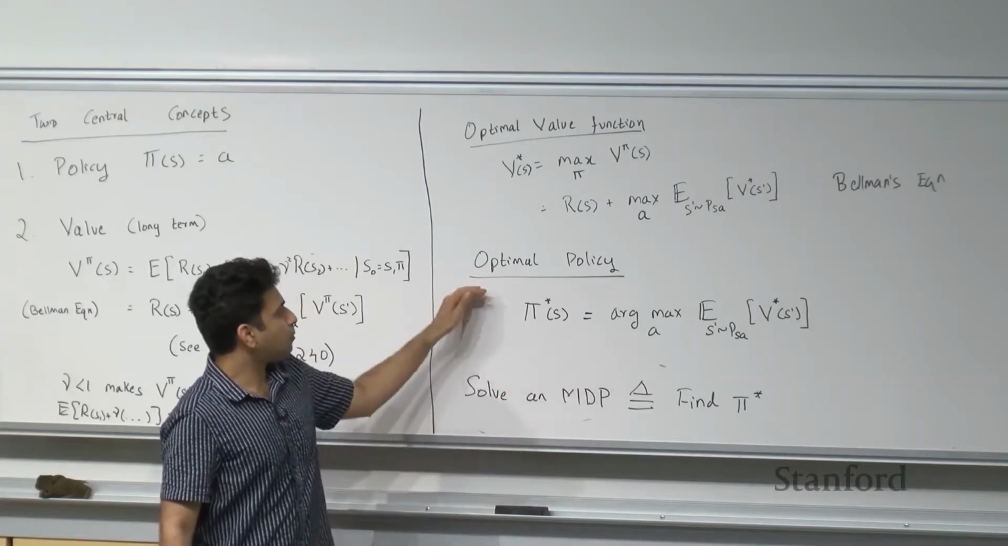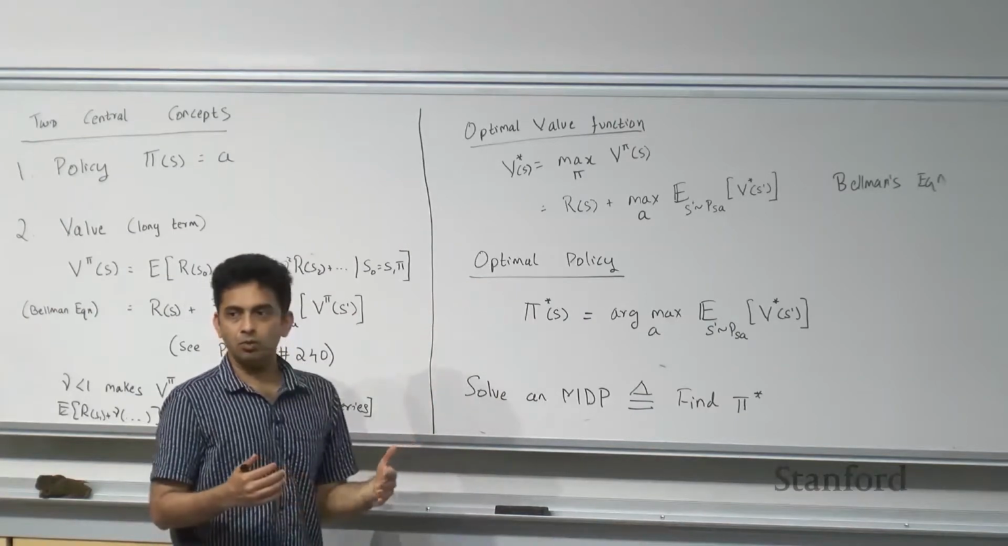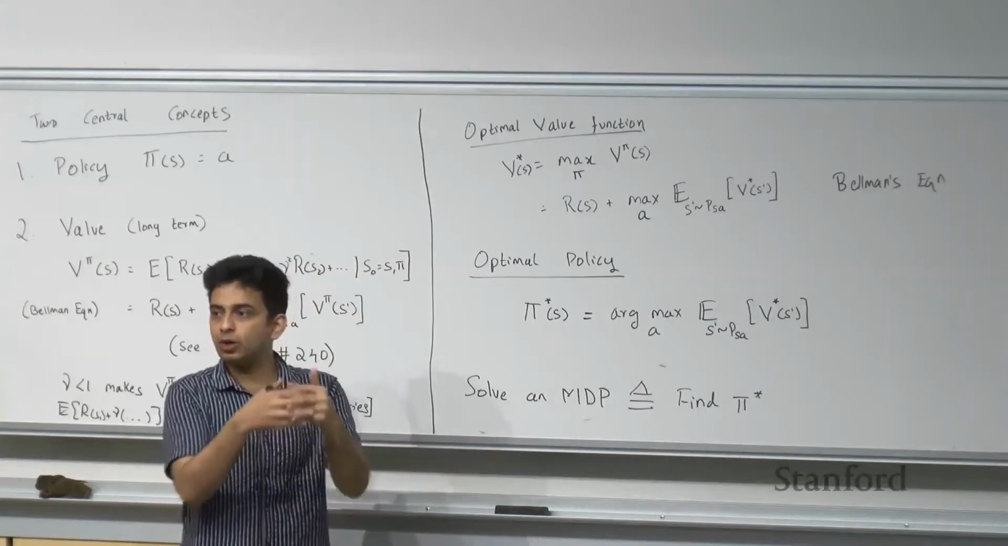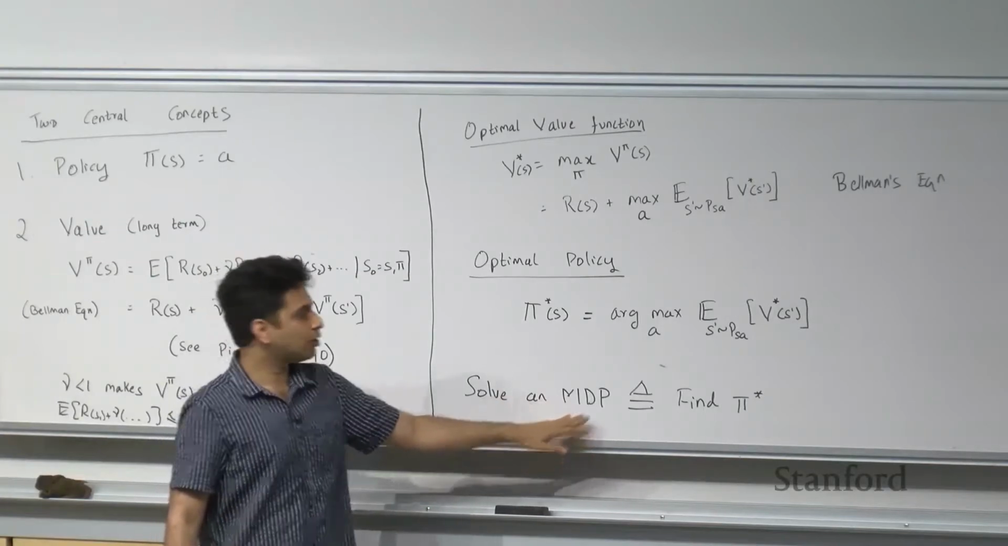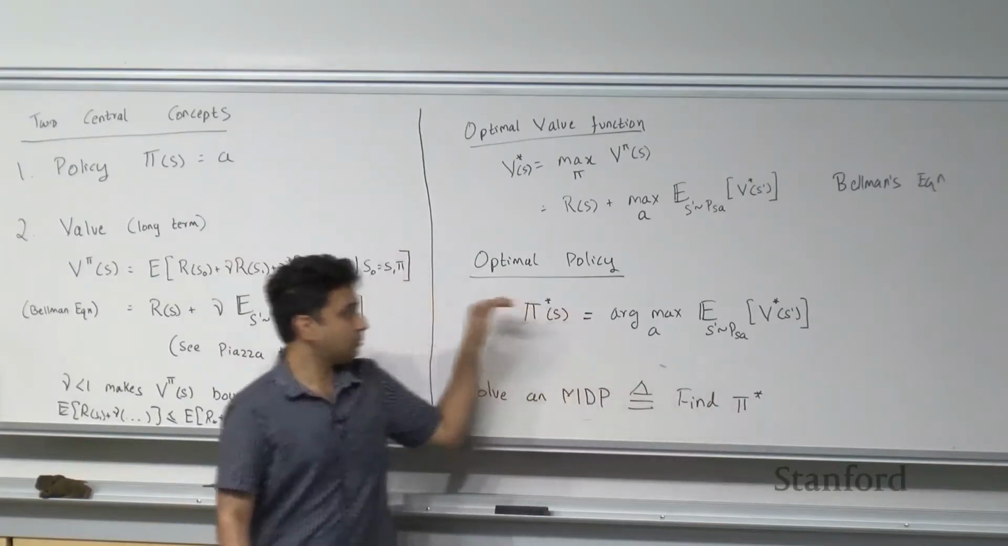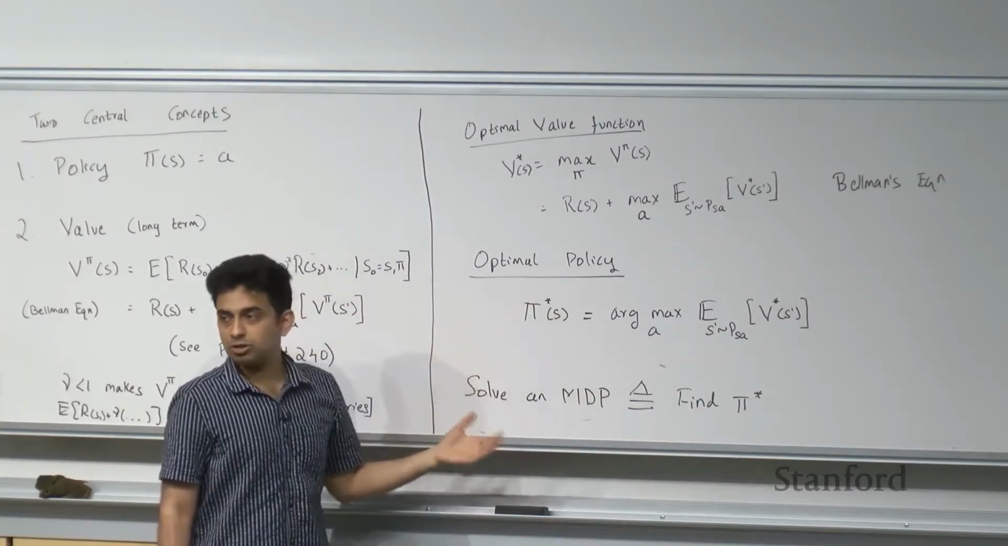And it is this optimal policy that is our end goal. That's what we strive to achieve. And when we say we want to solve an MDP, it means we want to find pi star, the optimal policy, in some way, right? And that's called solving an MDP.